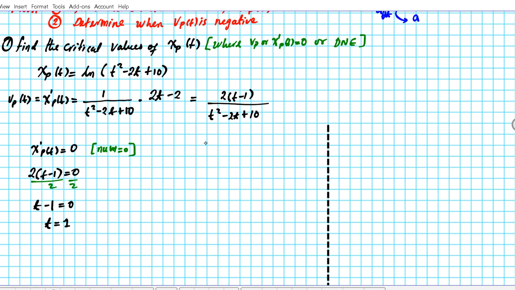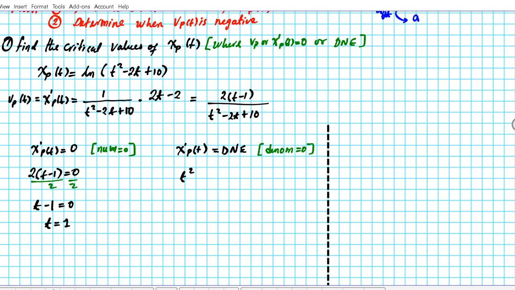The next one, we're going to take the denominator. Basically, we're looking for where the derivative of the position function is undefined, where it does not exist. So what makes a rational expression undefined? It's when the denominator is equal to 0. So in this particular case, we're going to extract the denominator, set it to 0, and see what we can do there. That will give us additional critical values if they exist. You're not always guaranteed to have critical values all the time.